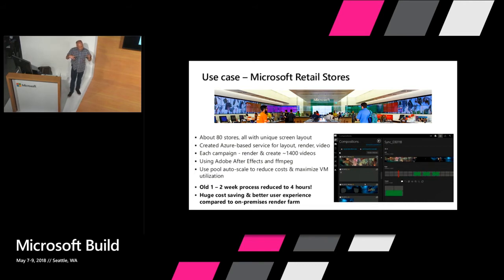They use autoscale capabilities to scale up and down the number of VMs according to the load. And the outcome is they're saving a ton of money because they pay for use. They get resources when they need them, hand them back when they don't. But they can also leverage the scale. So what used to take 1 to 2 weeks now takes them 4 hours.